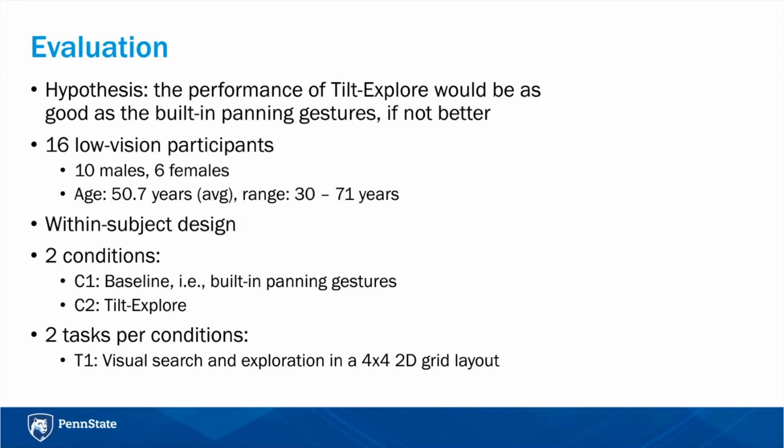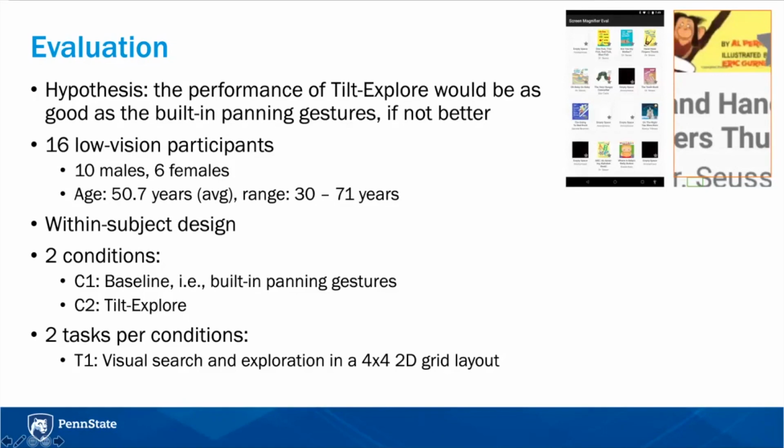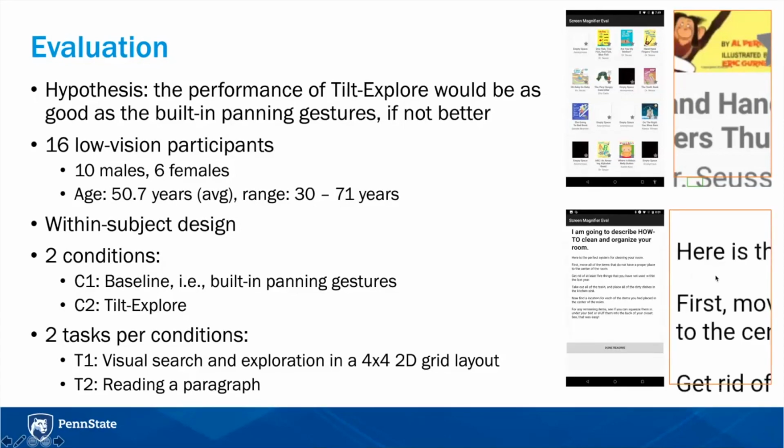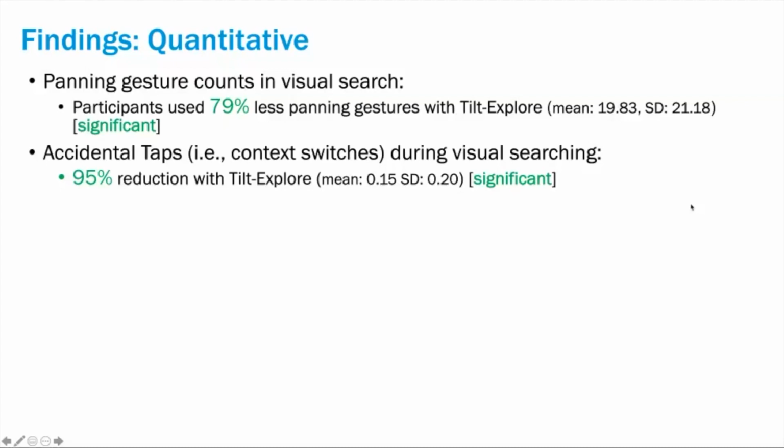Task 1 was a visual task, which was finding a book in a 4x4 grid. Here is before magnification, and this is a magnified view. Task 2 was reading a paragraph, unmagnified view, the magnified view. We found that participants used almost 80% fewer panning gestures with Tilt Explorer. In addition, the number of accidental taps or context switches was reduced by 95% with Tilt Explorer. These reductions were statistically significant.